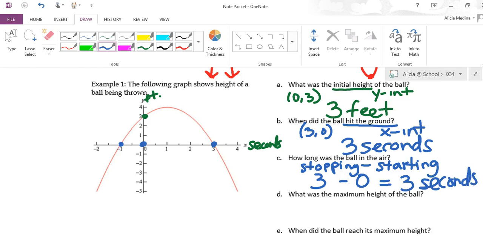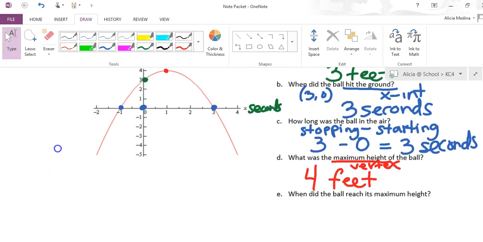Part D, what was the maximum height of the ball? This is talking about where that vertex is. Our vertex seems to be right here where that highest point is. And this is asking for the y value, the height. That's our y value, so this would be 4 feet. It's 4 feet in the air. That was my y value for this vertex, which is (1, 4).